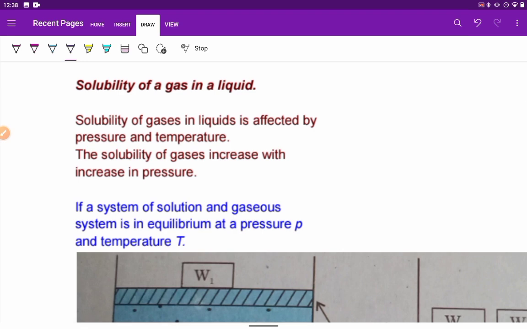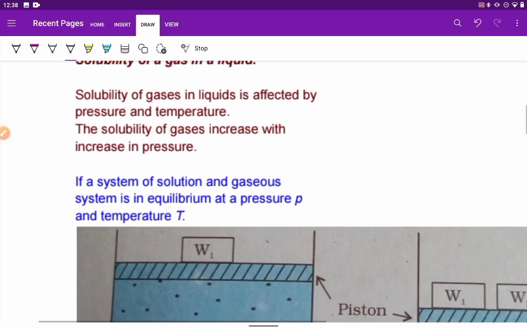See, we know that many gases dissolve in water. Oxygen will dissolve to a small extent, and this dissolved oxygen only helps to sustain all the aquatic life. But hydrogen chloride, HCl, is highly soluble in water, and the solubility of gases is greatly affected by pressure and temperature. The solubility of a gas will increase with the increase of pressure.